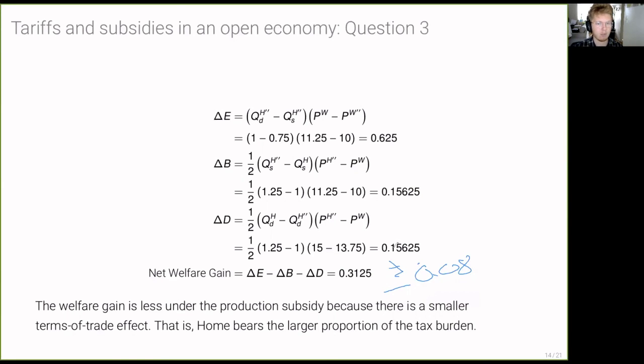Note that if we consider tariffs or subsidies a tax, which they implicitly are, then the incidence of a tax is going to fall both on Home and on Foreign. But the fact that the world price is reduced more is good for Home's consumers. And so relative to the production subsidy, Home is going to bear a larger proportion of the tax burden under the subsidy, because in their case they're not going to have a terms of trade decrease as much under the subsidy as they will under a tariff.